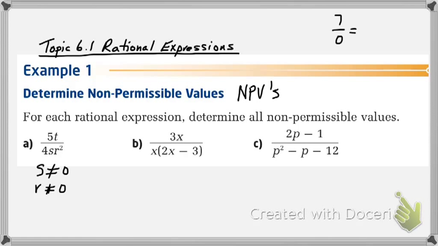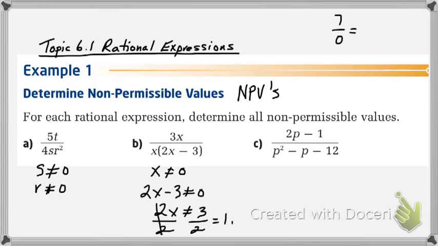In our second example, we have x times 2x minus 3 in the denominator. That says to me that neither x nor 2x minus 3 can be equal to 0. Well, x cannot equal 0 is one thing. 2x minus 3 means we have to solve for x. So add 3 to both sides, and you're going to get 2x cannot equal 3. Divide both sides by 2, and x cannot equal 3 over 2 or 1.5.